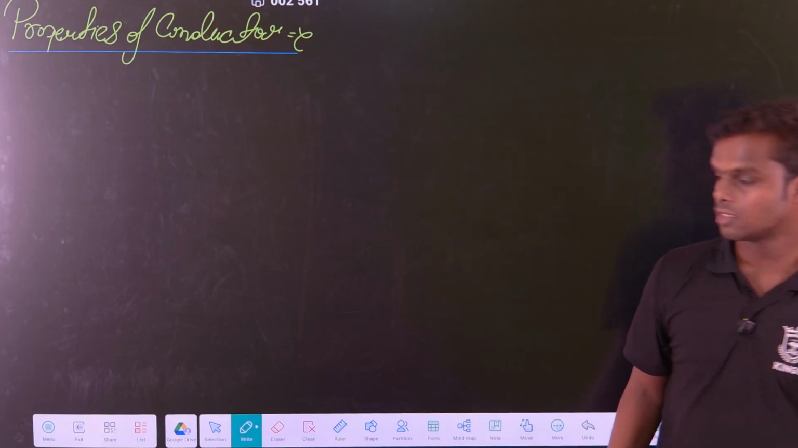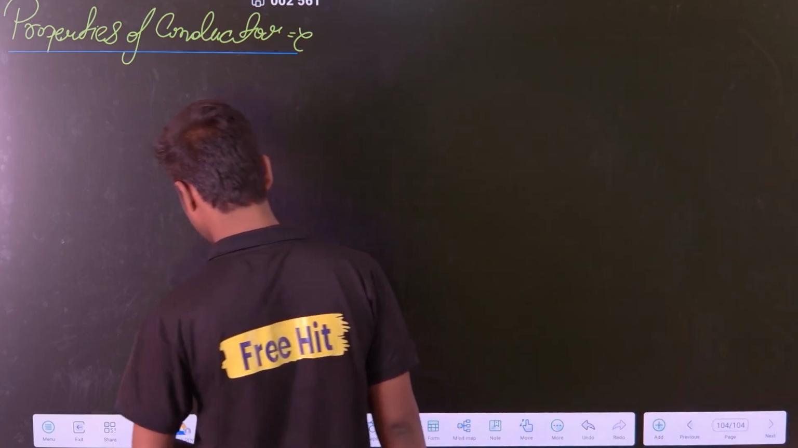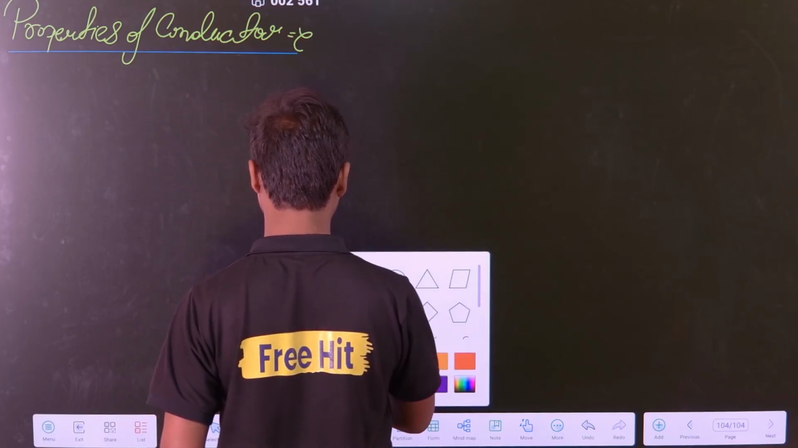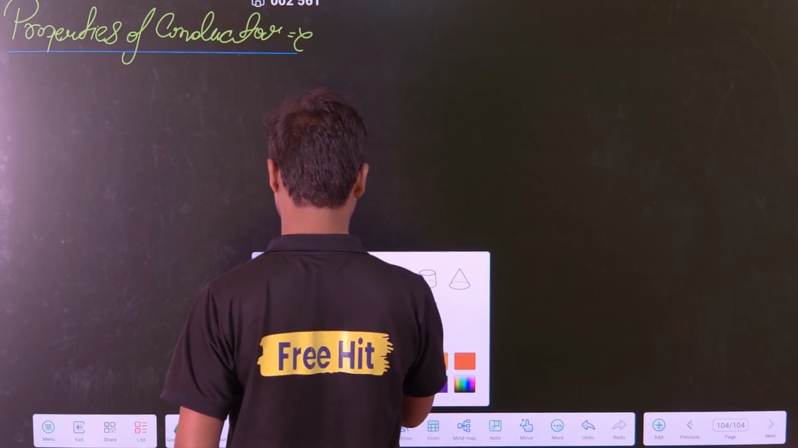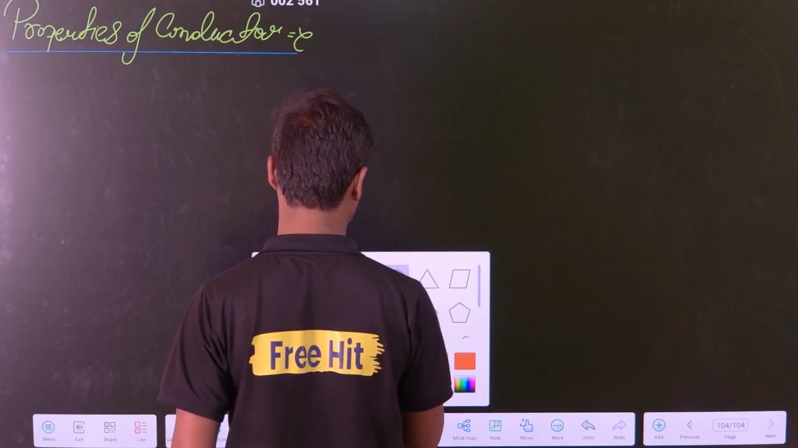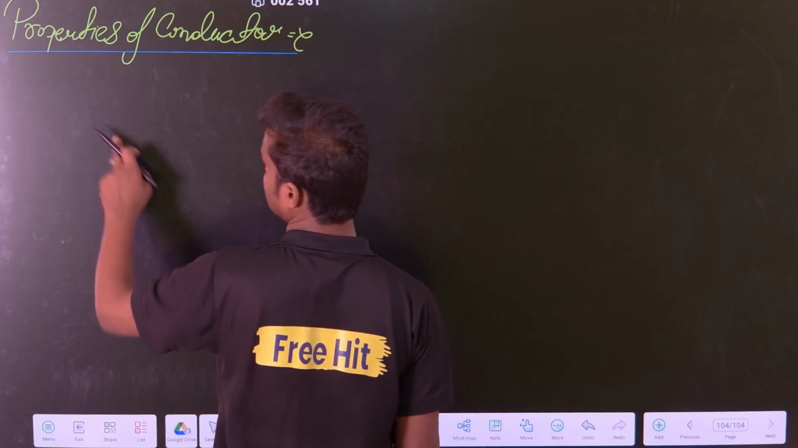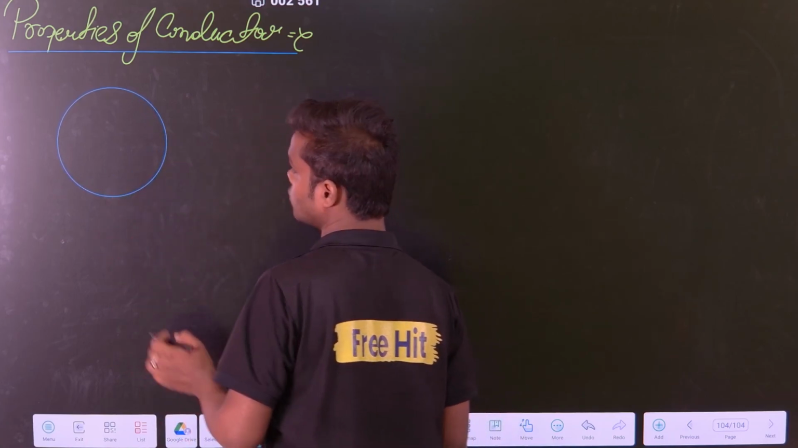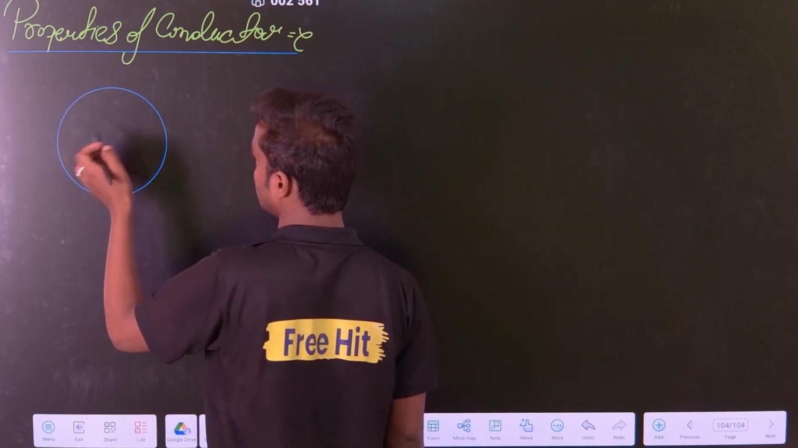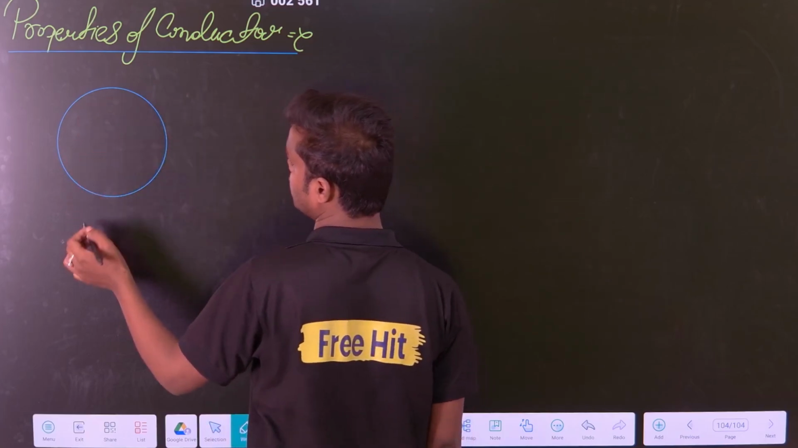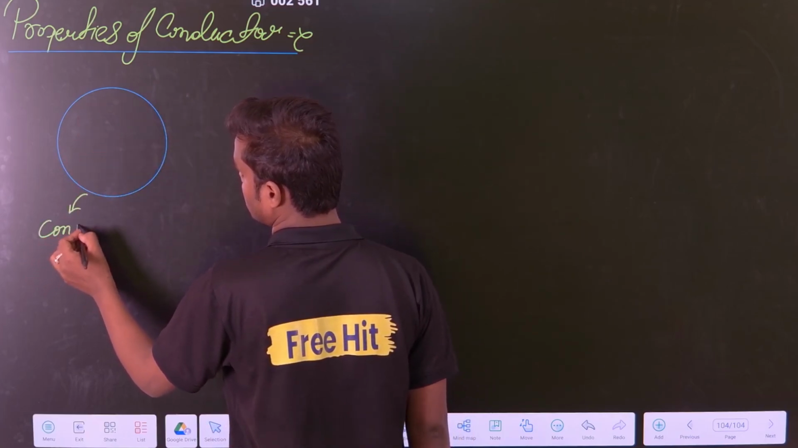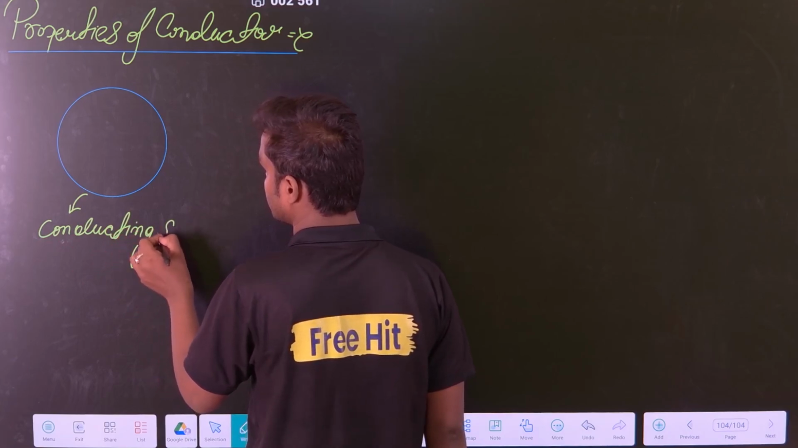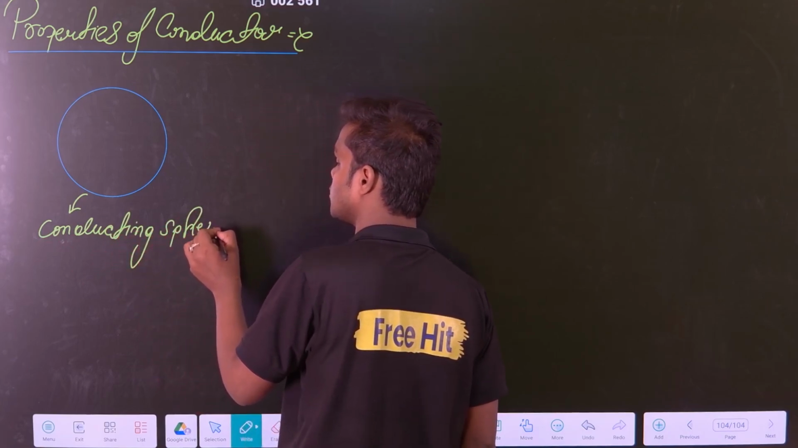Okay, we can start now. So let us suppose we have a conductor. I am drawing in 2D, not in 3D. Just take it as a sphere, a conducting sphere basically. So it has free electrons, correct?